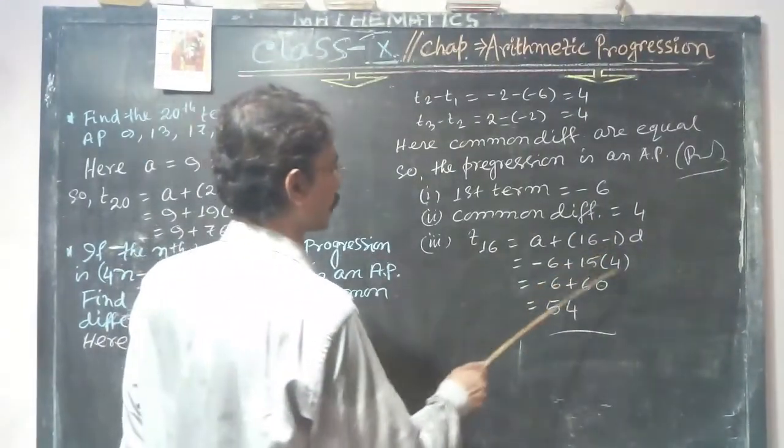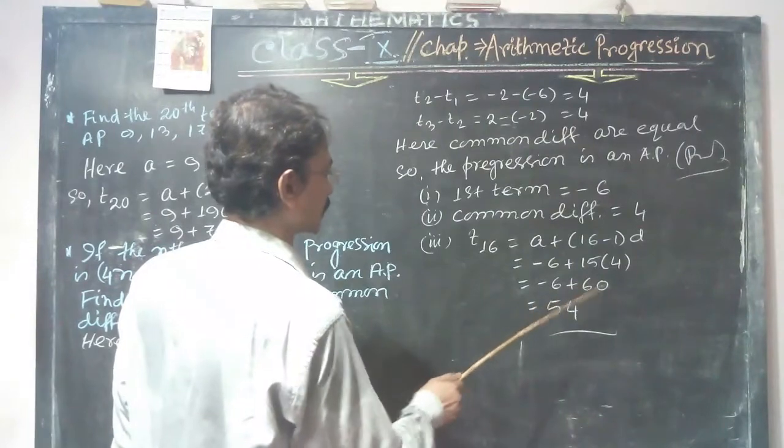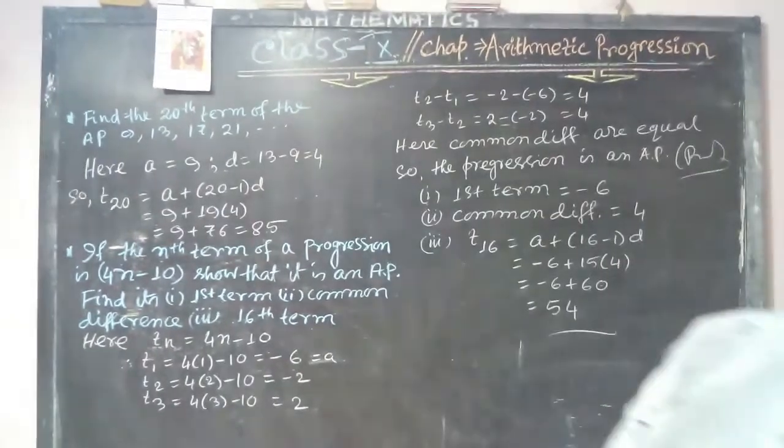So 16 minus 1, 15 into 4, 60. Minus 6 plus 60 equals 54.